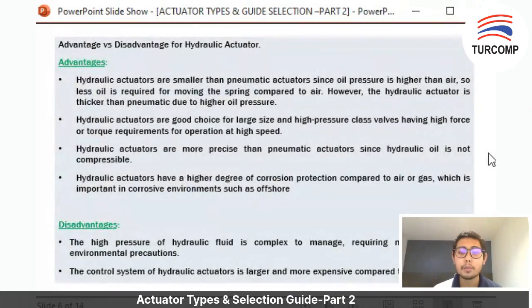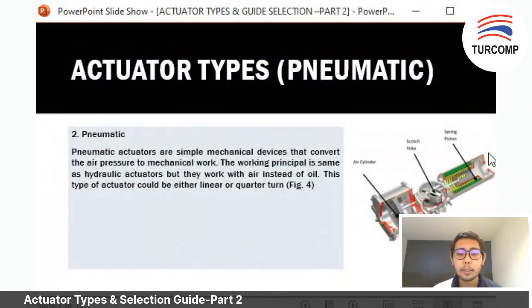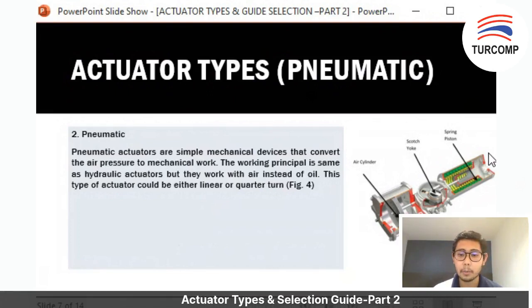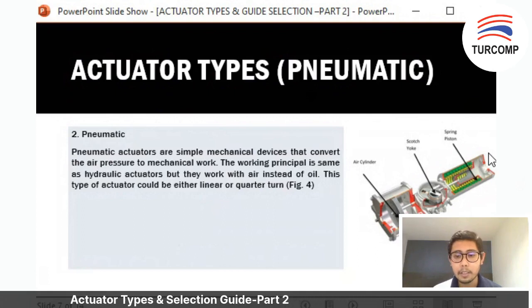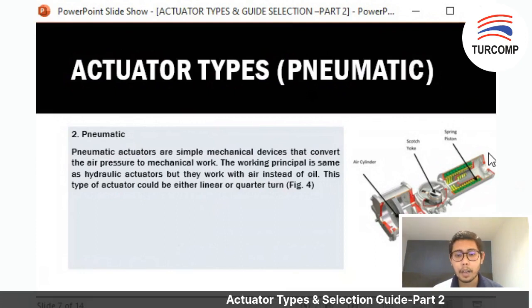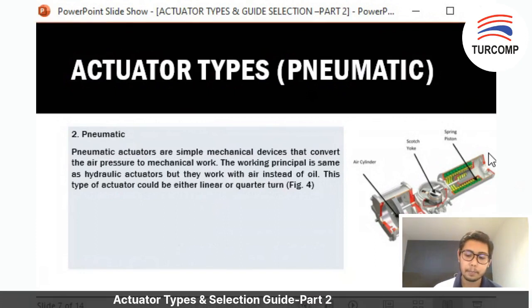Okay, so let's move forward to pneumatic. Basically, pneumatic actuators are simple mechanical devices that convert air pressure to mechanical work. Pneumatic has the same principle actually as hydraulic. The difference is just the medium. Instead of using oil, we're using air for pneumatic. So for pneumatic, it can have either linear or quarter turn.